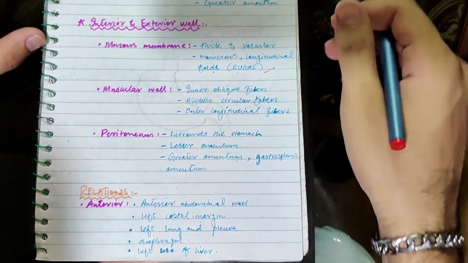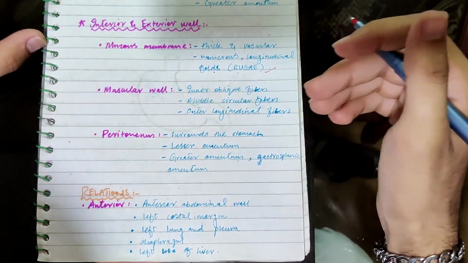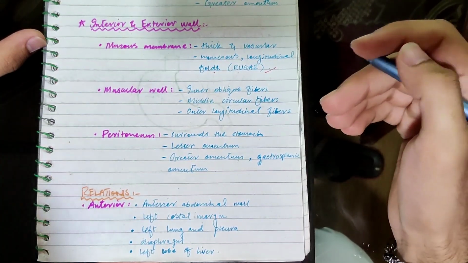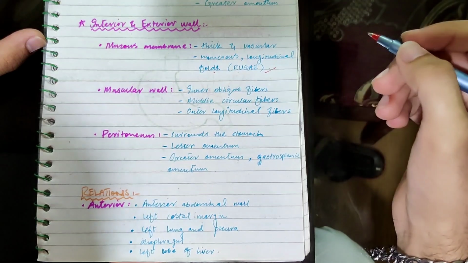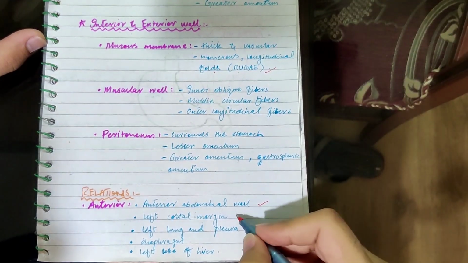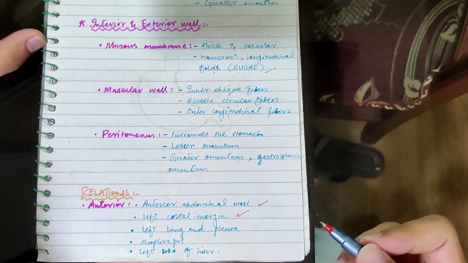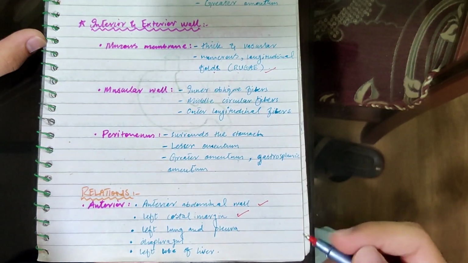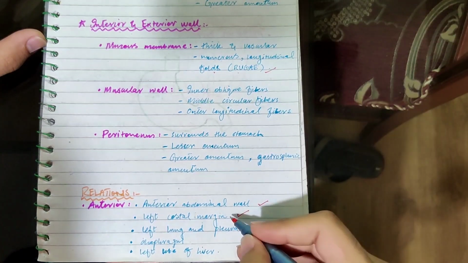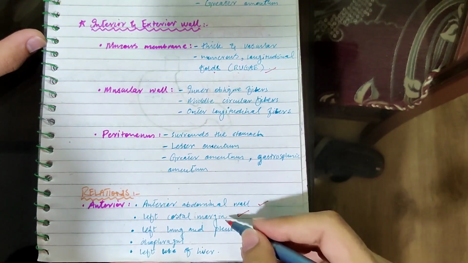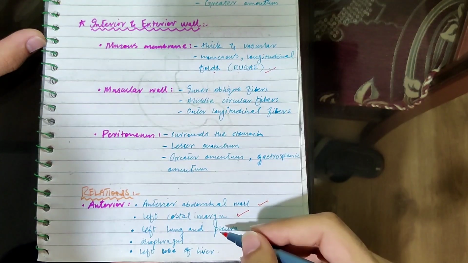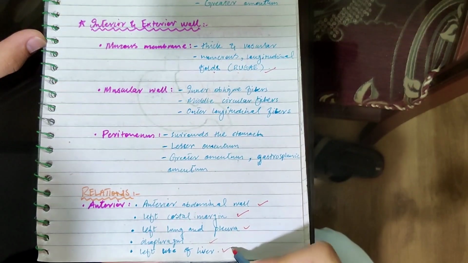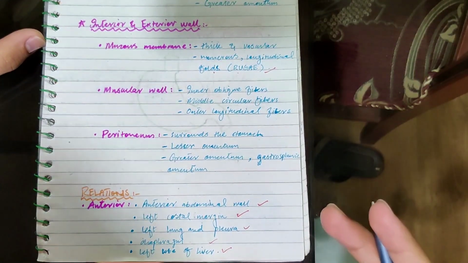So what are the relations of the stomach? Relations of the stomach include anterior and posterior relations. The anterior relations we can know by name, that is, what is present in front of the stomach. The things that are present in front are the anterior abdominal wall and the left costal margin, because the stomach is on the left side of the abdomen. Then the left lung and pleura, obviously because they are present beneath the costal cartilage and in front of the anterior portion of the stomach. Then comes the diaphragm and the left lobe of the liver. You know the liver is the largest organ of our body.